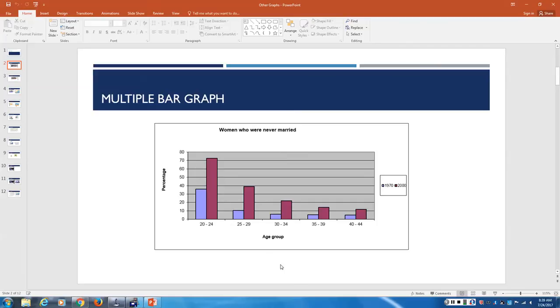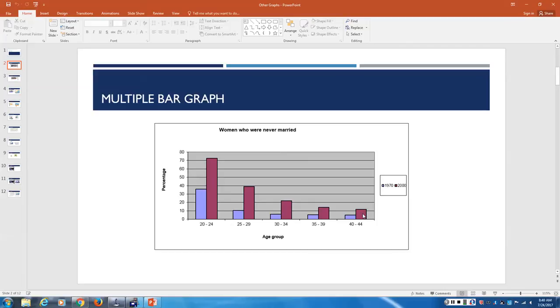And the interesting thing here is you notice that these dark purple bars are all taller than the lighter purple bars. So what we would take away from that is that in 2000, there were a lot more women that were unmarried at every age than there were in 1970. The other takeaway would be that in 2000, the number of women that weren't married was highest in the 20 to 24 category. So those women were younger and had not married yet.